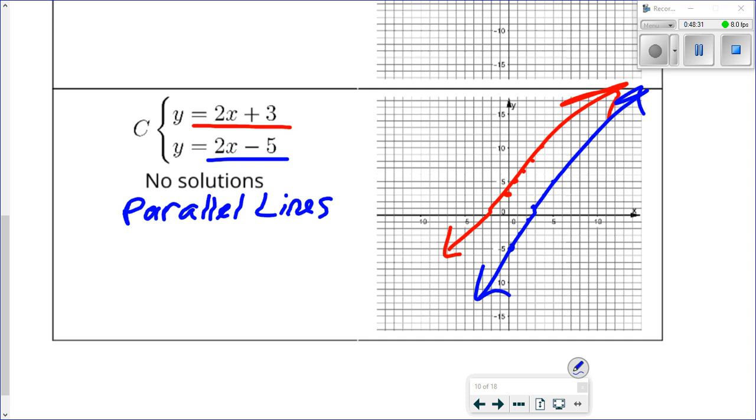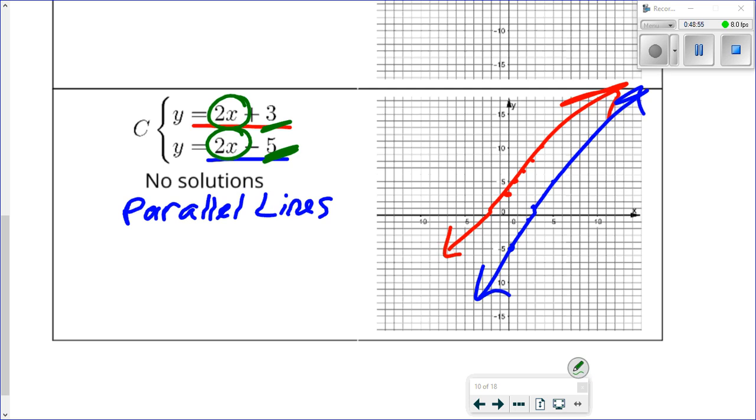Therefore, they will never intersect. They will never touch each other, so that is why they have no solution. An indicator in our equations that I can see right away that also indicates that they're going to have no solution is that they have the same slopes, but they have different y-intercepts. So when this occurs, that's going to result in no solution.